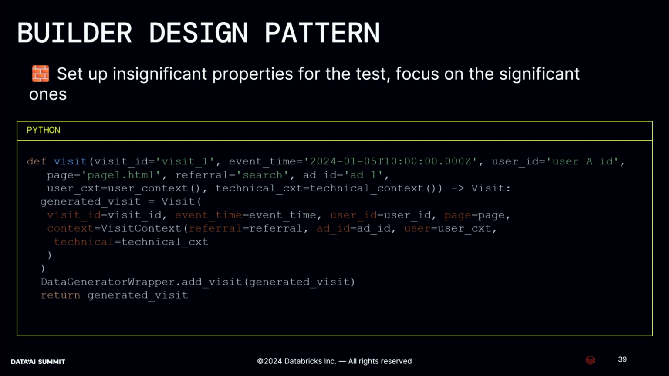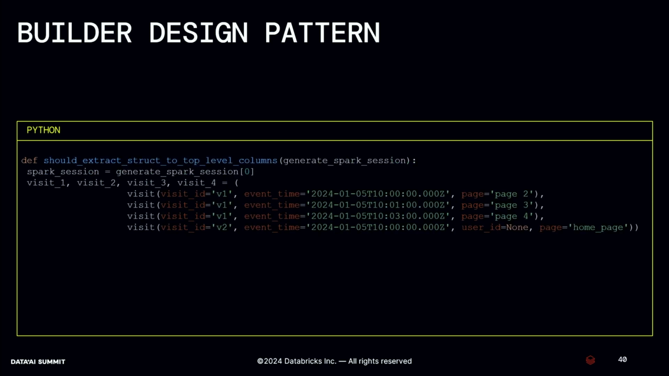I'm not saying that, for example, the referral property is not important for the processing, because if you have some transformation based on it, of course you will need to change it. But at least when it happens, you will not need to play with event time, with user ID or other attributes. And here is an example.